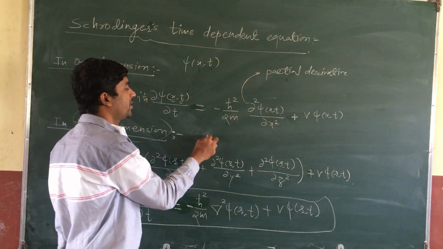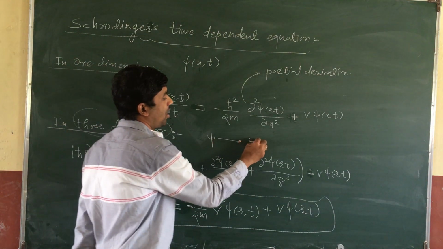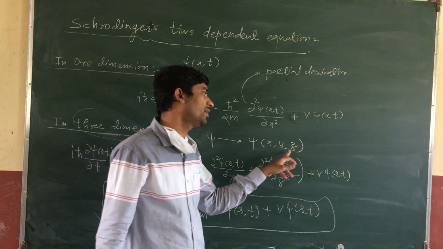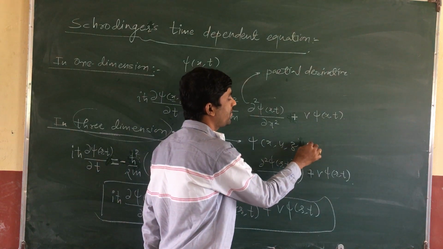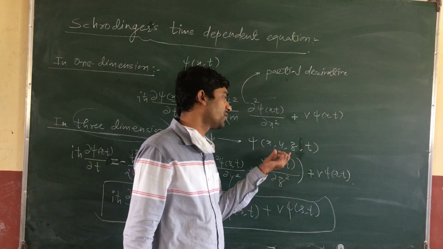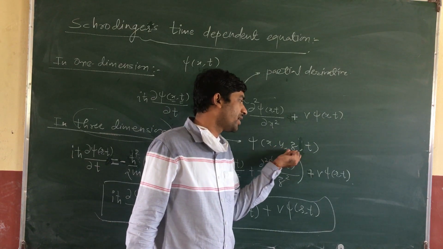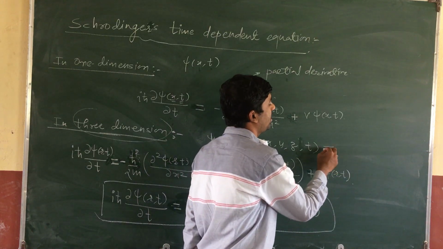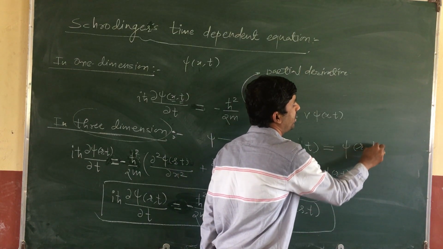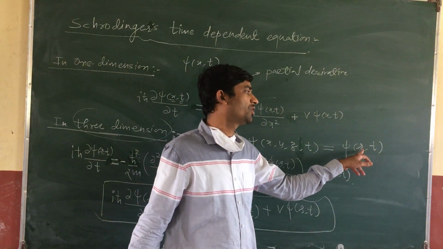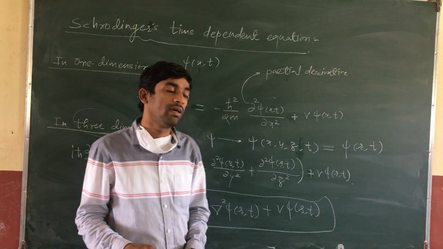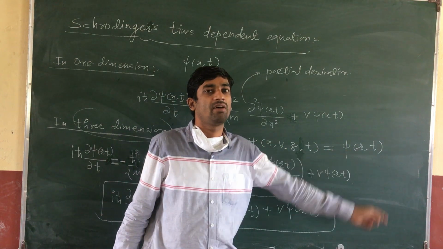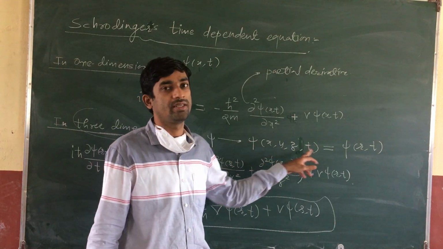If you have to write this equation in terms of three dimensions, then you have to take psi as a function of the coordinates x, y and z. So these are three dimensions, and it is a function of x, y, z and t. This position coordinate x, y, z can also be written as psi of r, t, where r is the position of a particle in terms of coordinates x, y and z.